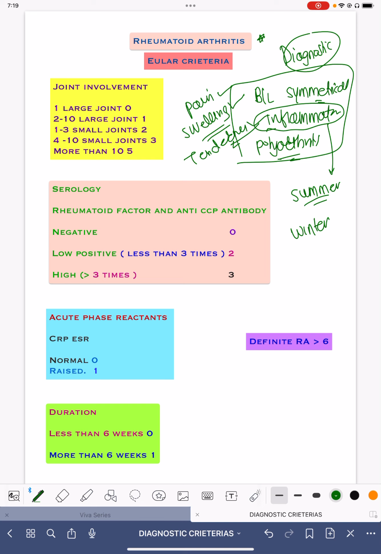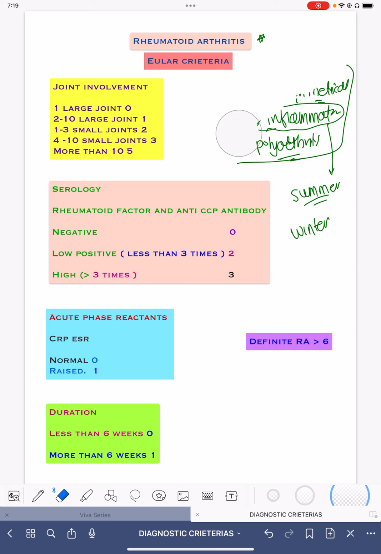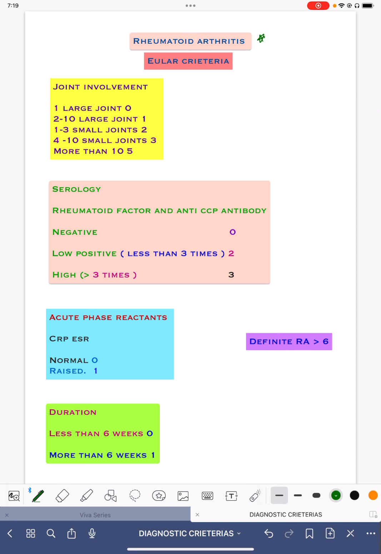Now, to label someone as having rheumatoid arthritis, the patient must fulfill a score of six. We use a scoring system by the EULAR criteria, the European criteria, where the patient should acquire at least six or more than six score, and then we can label that the patient fits under rheumatoid arthritis. The most important thing is involvement of joints, so we give a score depending on involvement of the joints.